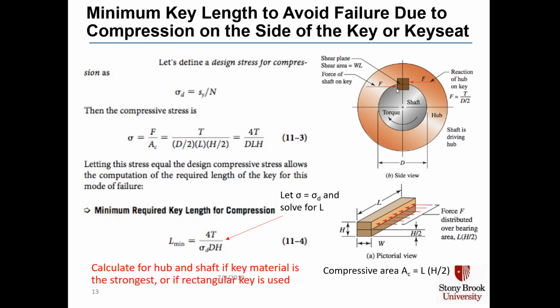We can define a design stress for compression as sigma D equals S sub Y, the yield strength, divided by N, the safety factor.